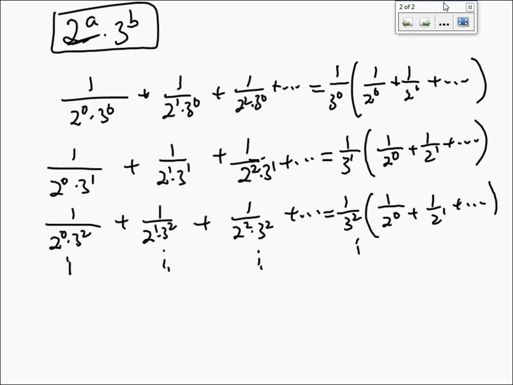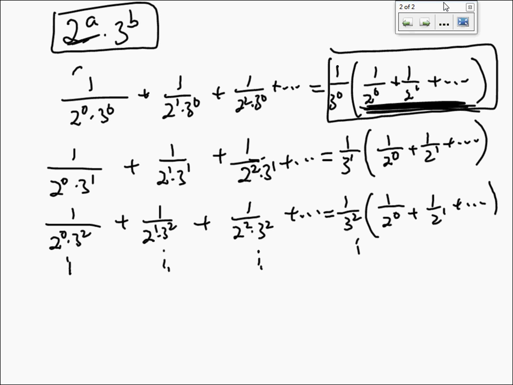Which means that I'm going to be multiplying each denominator. So I have every non-negative power of 2 here: 2 to the 0, 2 to the 1, 2 to the 2. And then I'm supposed to be multiplying them by every power of 3. Here, I'm multiplying each bottom by 3 to the 0, and then 3 to the 1, and then 3 to the 2, forever and ever.